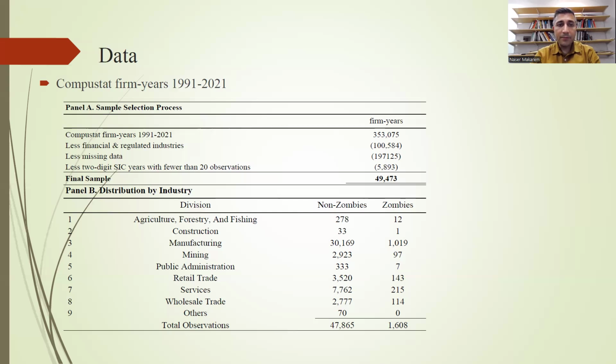After applying all those restrictions, the final sample includes around 50,000 firm-year observations. You also see a breakdown of zombies and non-zombies based on their sector here. Out of around 50,000 observations, around 1,600 are recognized as zombies, and I will explain how we measure zombies.